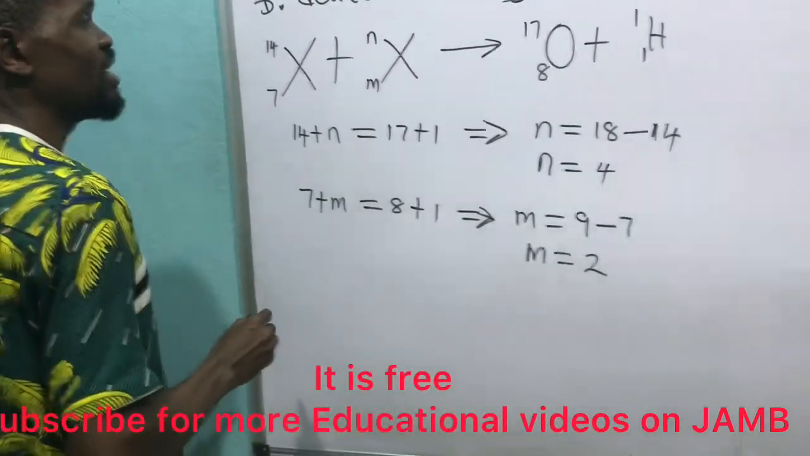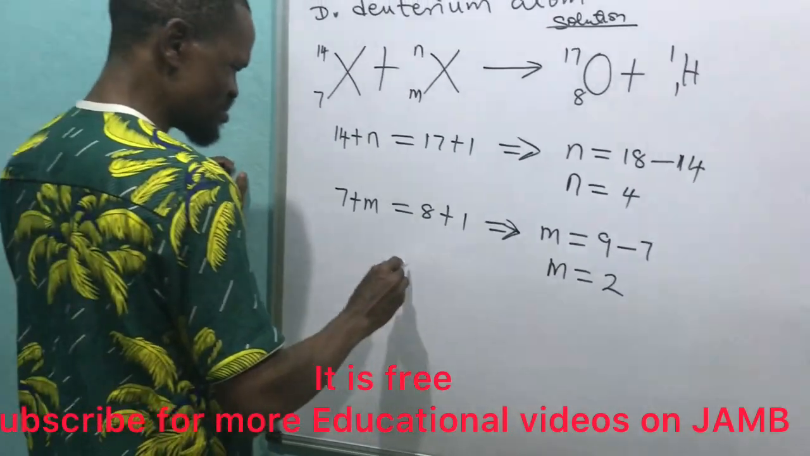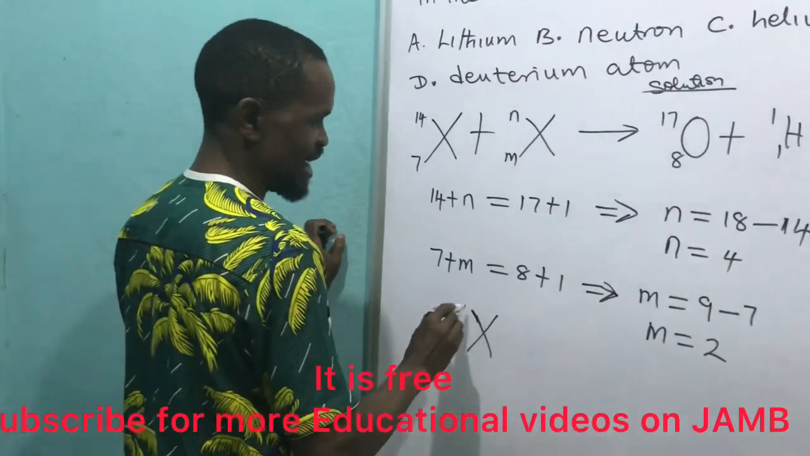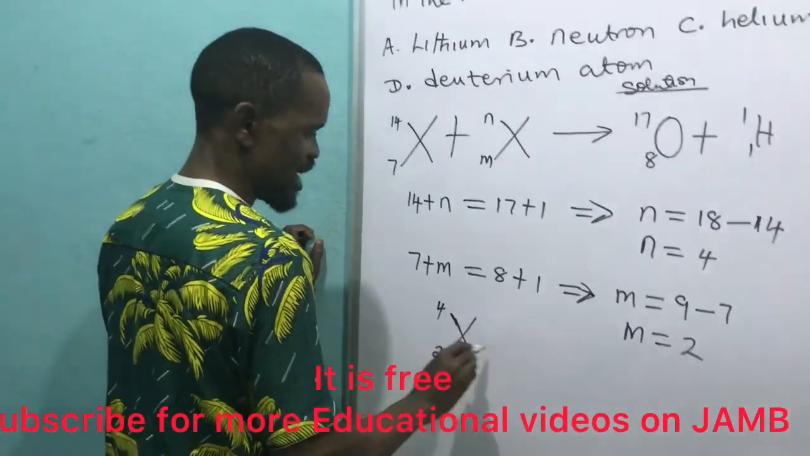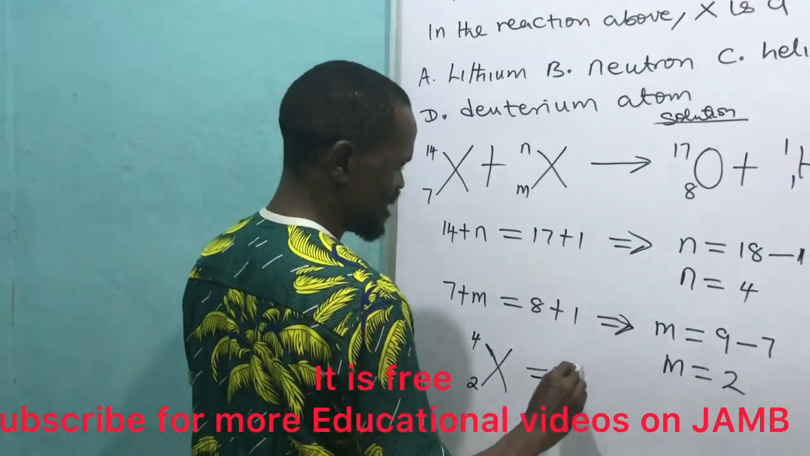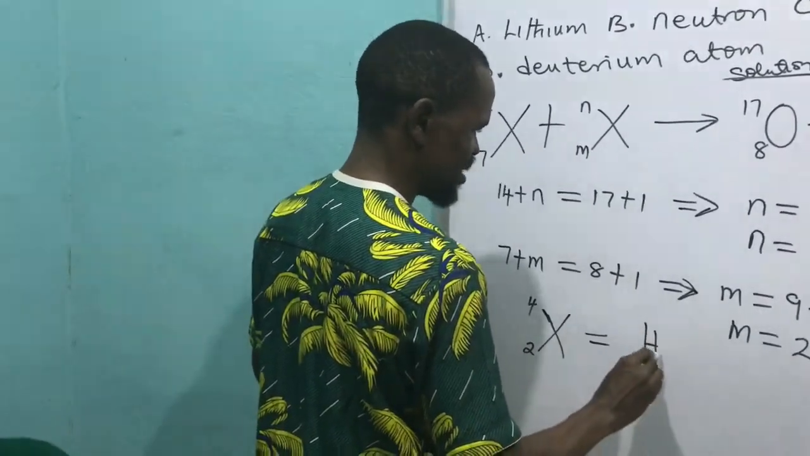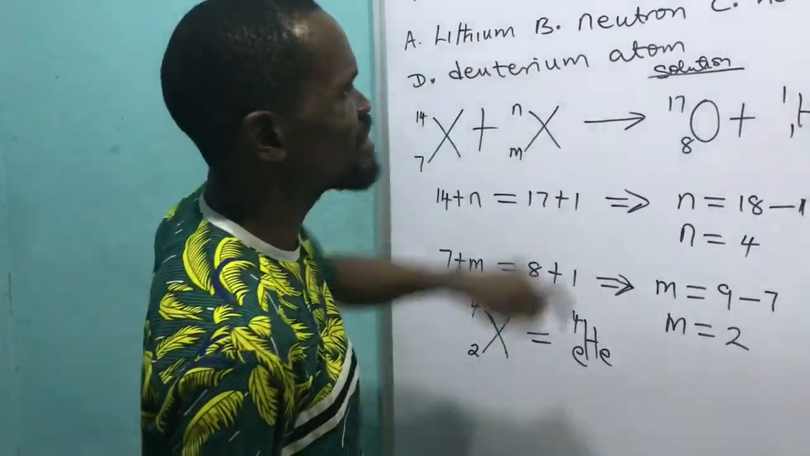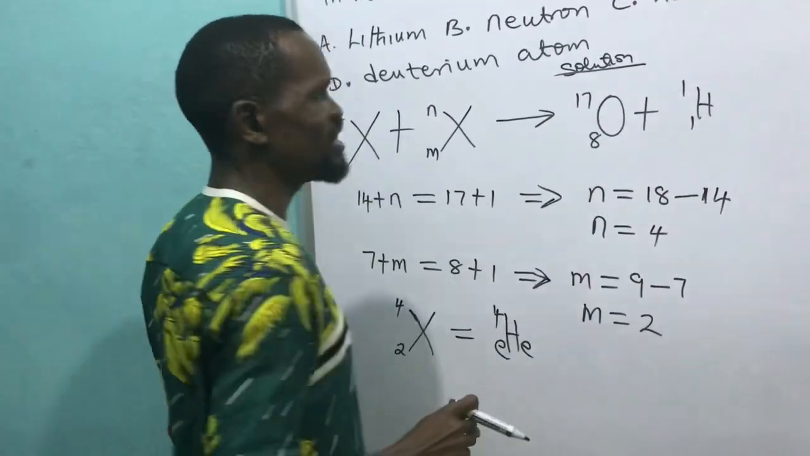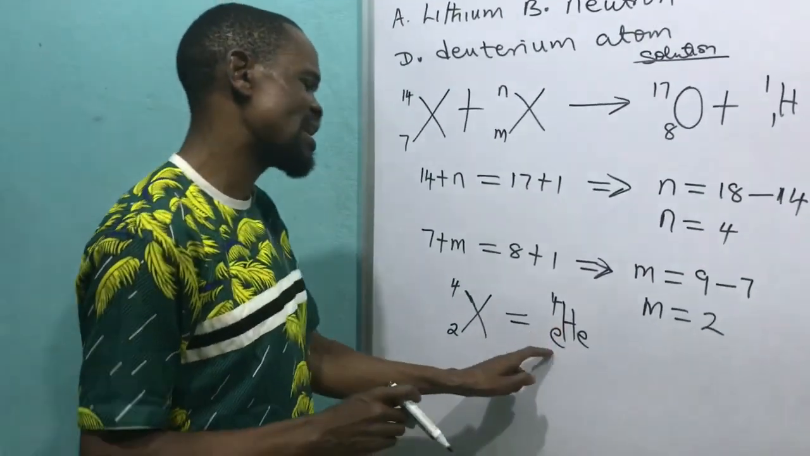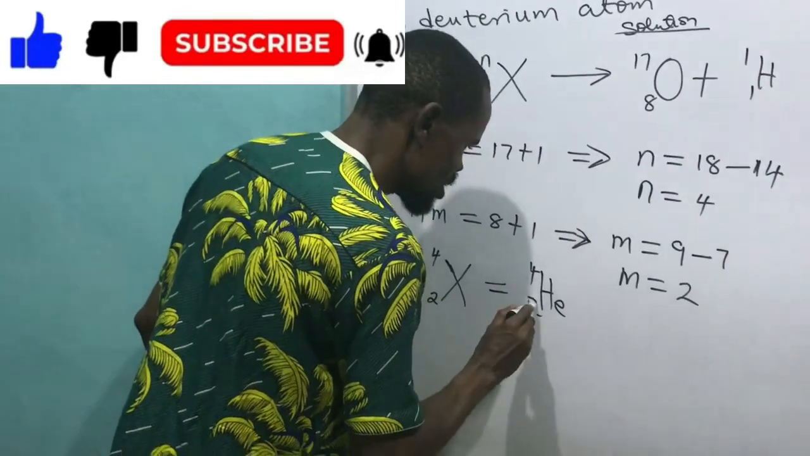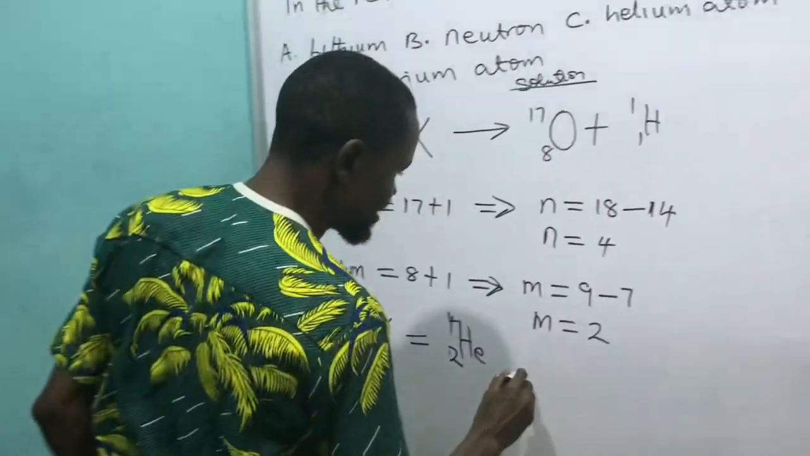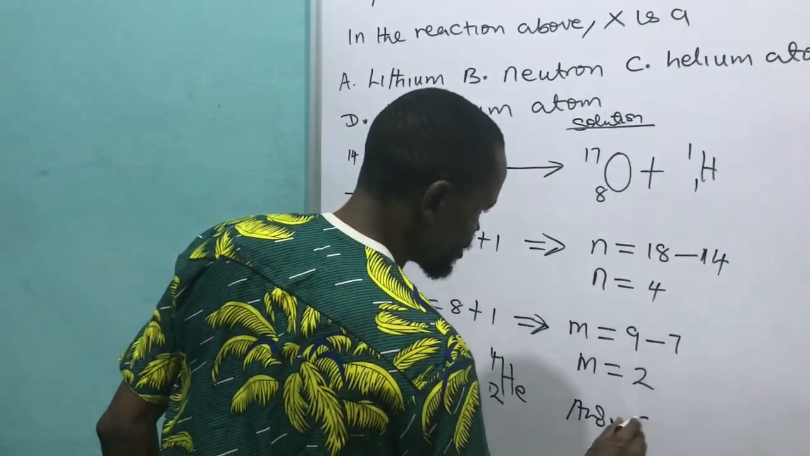And what does it mean? It implies that my X, which is M and N, is here, which gives me N is 4 and this one is 2. And it implies that it should be helium, which is 4 and 2. And I see that my answer is option C, which is the helium atom, which has this to be 2, and this to be 4. That's helium. And my answer is C.